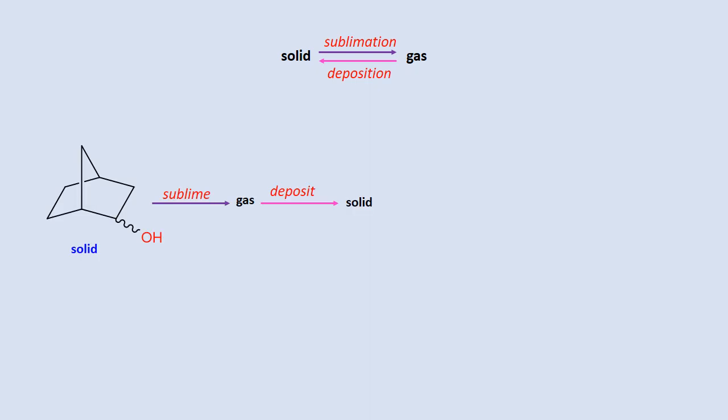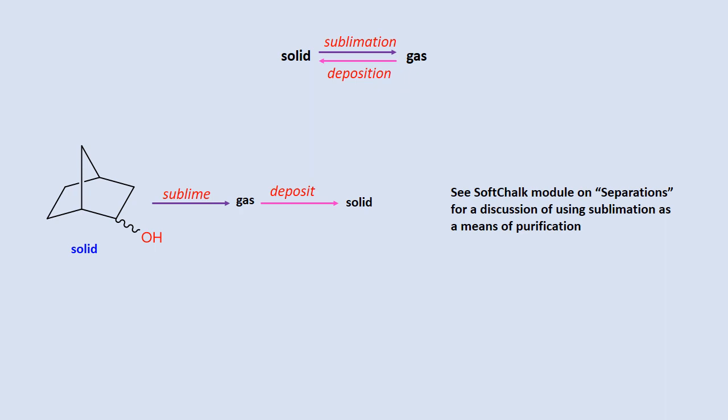And we're going to use this idea of sublimation and deposition to purify our product. And the strategy is something like this, where you have the solid product, you sublime it into the gas phase, and then you redeposit that as a solid. And to see how this works a little bit more in detail, you should watch the part of the soft chalk module, the separations module, on sublimation.